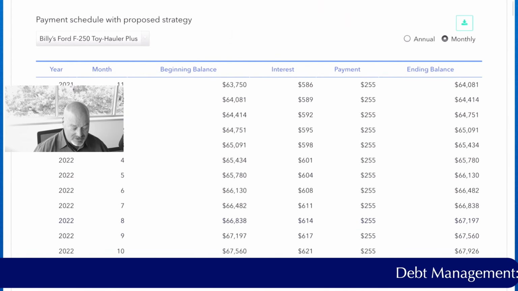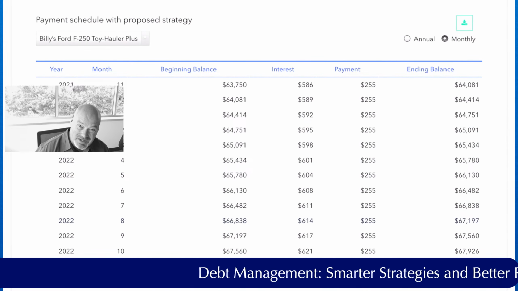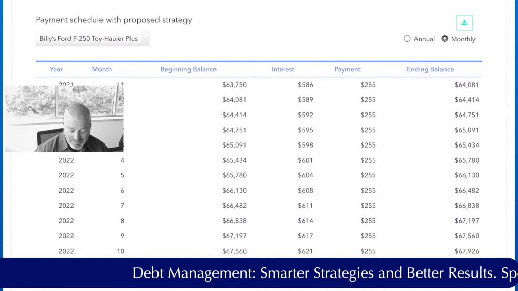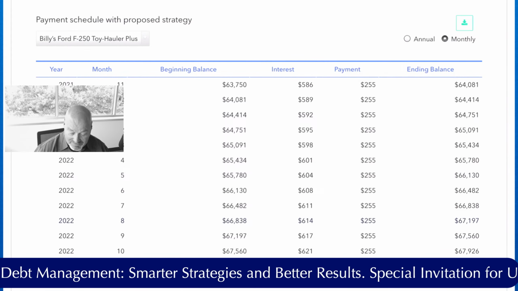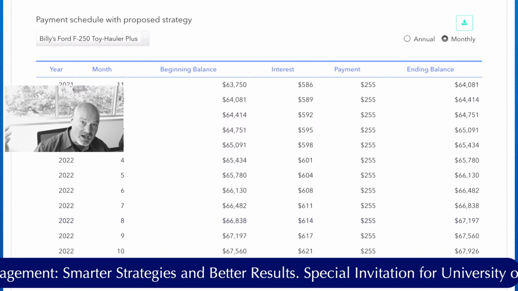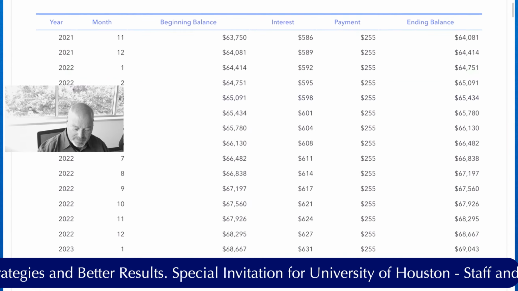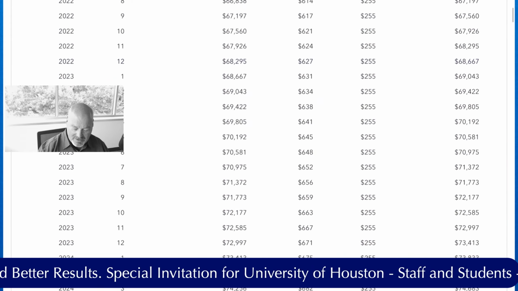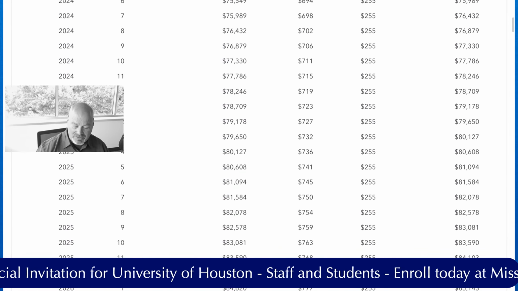So Billy owes $63,750. The interest for that month is $586. His payment, his minimum, is $255. Again, that's ridiculous. Obviously, the ending balance goes up. So if you just look at this page and you scroll down, you'll see how much the interest is going up. And this is on a monthly basis.